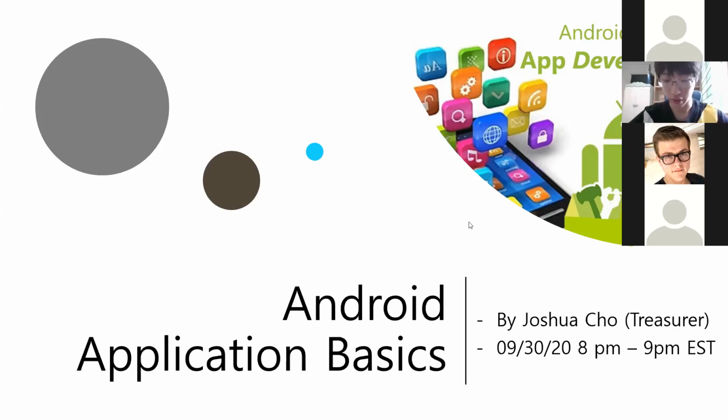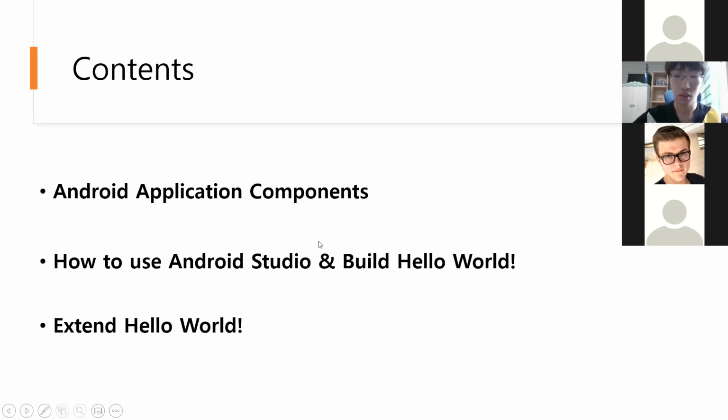All right, so I'm going to start. Hello everyone, my name is Joshua Cho, and I'm the treasurer of IEEE. For today's workshop, we will be learning about some basics of Android app development. In this presentation, I will first go over the Android application components, and then we'll learn how to use Android Studio and build a basic app called Hello World.